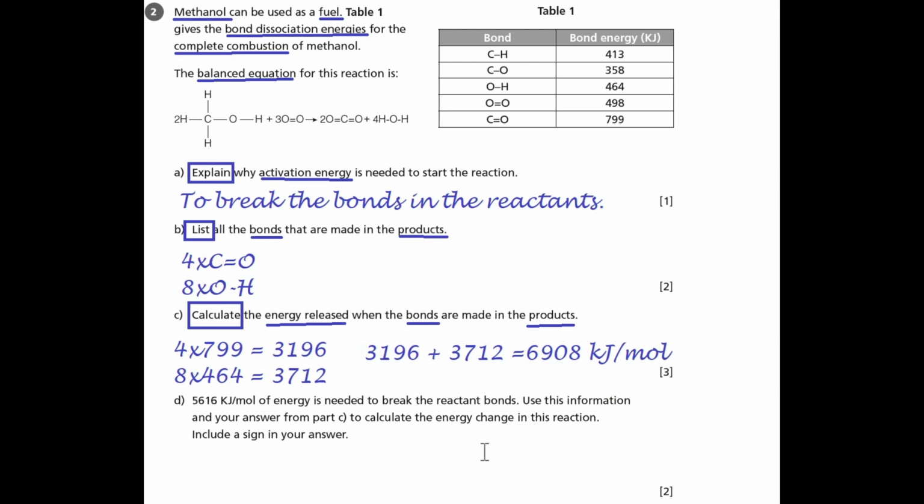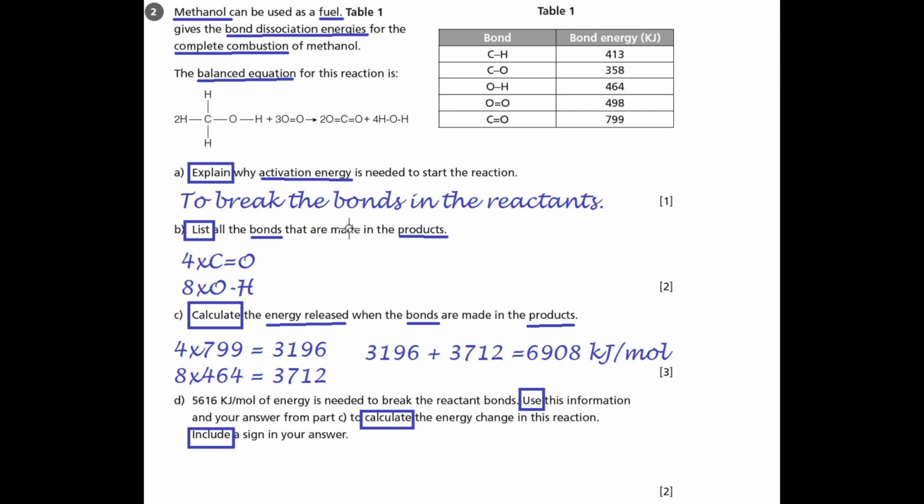Part D. 5,616 kilojoules per mole of energy is needed to break the reactant bonds. Use this information and your answer from Part C to calculate the energy change in this reaction. Include a sign in your answer. So what's the command word? Well, that's a trick question. There's actually more than one. The first command word is use, the next one is calculate, and arguably include, because it's telling you to do something, is a command. So we're including something, so that could be considered to be a command word.